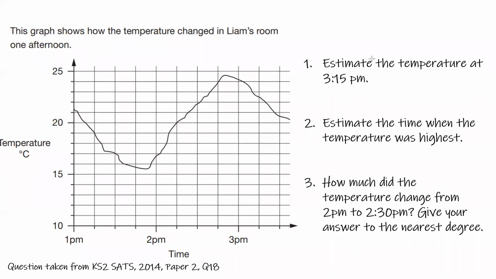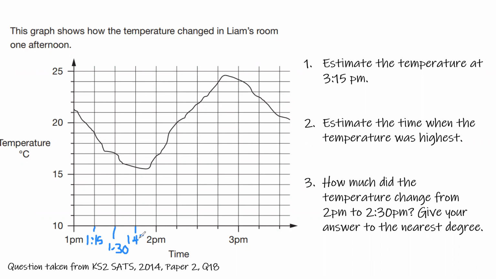So the first part is we've been asked to estimate the temperature at 3:15. So we need to start by working out the times. We've got 1 o'clock, 2 o'clock, or 1 p.m., 2 p.m. So this one in between will be 1:30. Each one of these little tick marks here is a quarter of an hour. So this will be 1:15, and this one here will be 1:45.